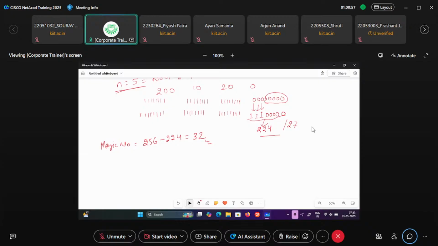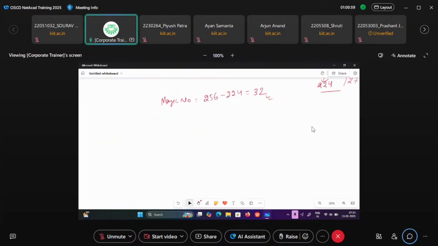Suppose I'm configuring subnet 0. What will be the ID of subnet 0 in this situation? It is 200.10.20.0/27. That is for subnet 0. And if we calculate the network address for subnet 1, what is the value?